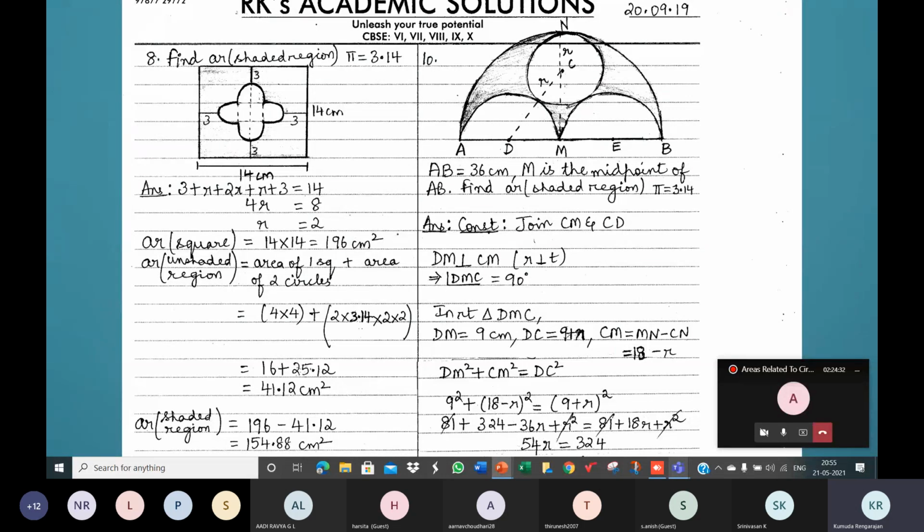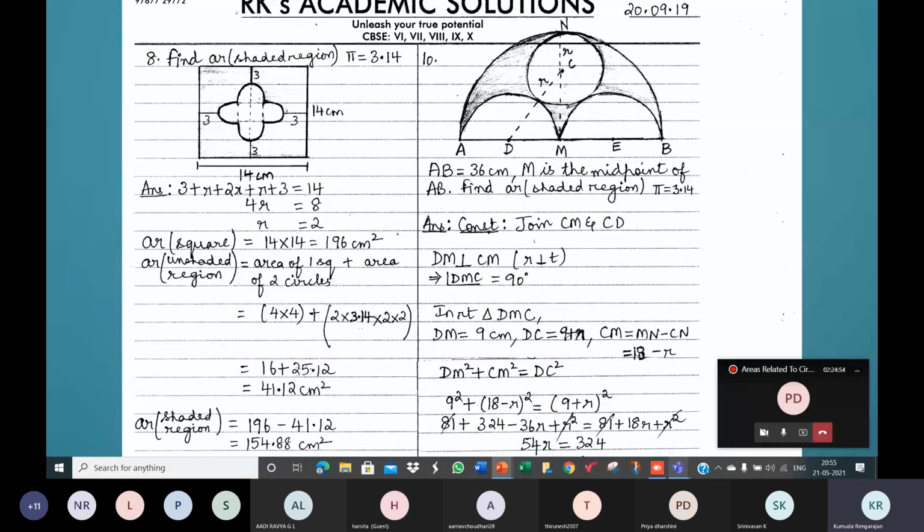So what is the idea, children? How do you find the area of the shaded region? Tell me. Area of the big semicircle minus the area of one circle minus the area of two semicircles, ma'am.